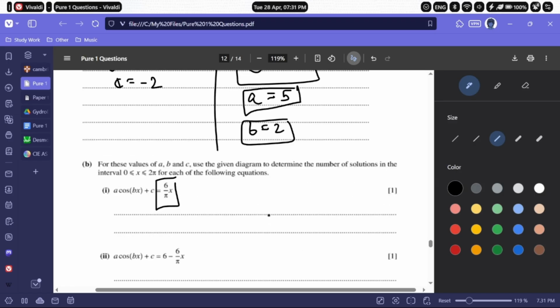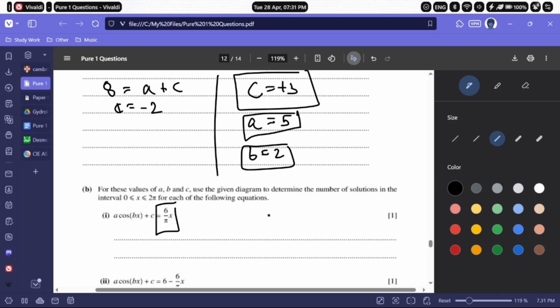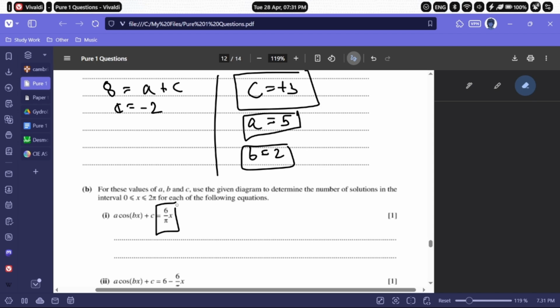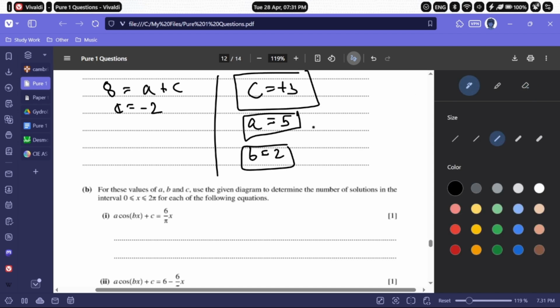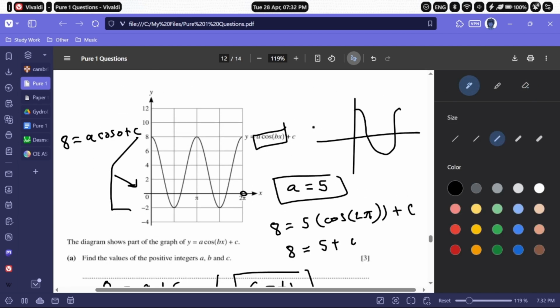No, look, wait, hold on. Let me see your method. We're going to plug pi into the x. So I suppose you can do that to find out when a cos bx plus c is equal to 6. That logic would work as well, I guess. But what I usually do is just find out the y and x intercept of your line.